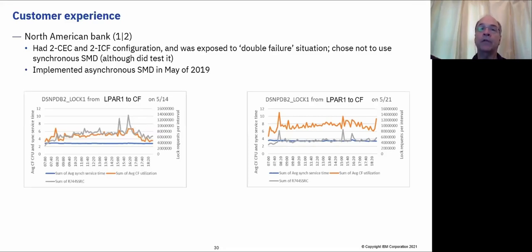The blue line for the sync service time did creep up. It crept closer to 4 microseconds, but it's still below 4 microseconds. And CF busy did go up noticeably, which is what we expect, right? CF is doing more work with Async SMD. But it's still not an alarming number, right? It peaks at about 11% busy.